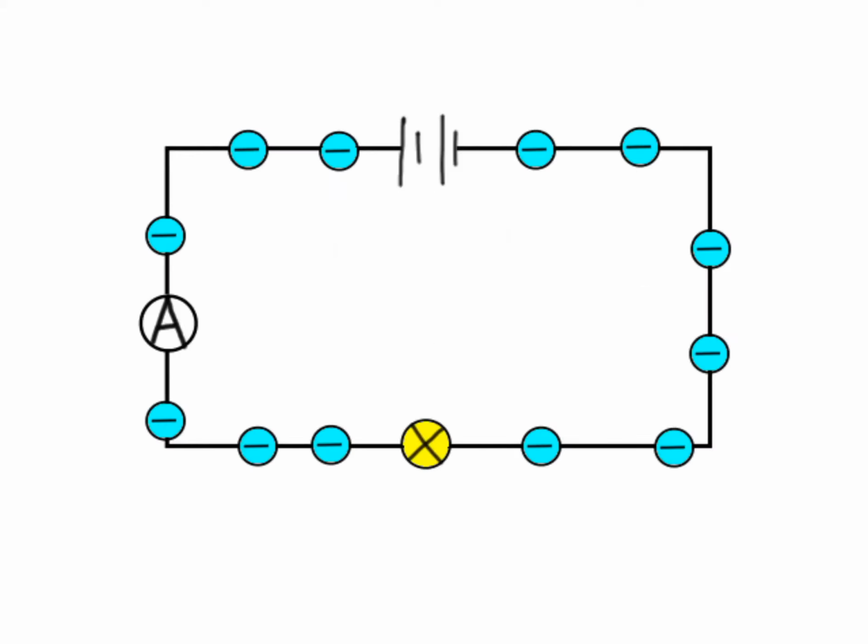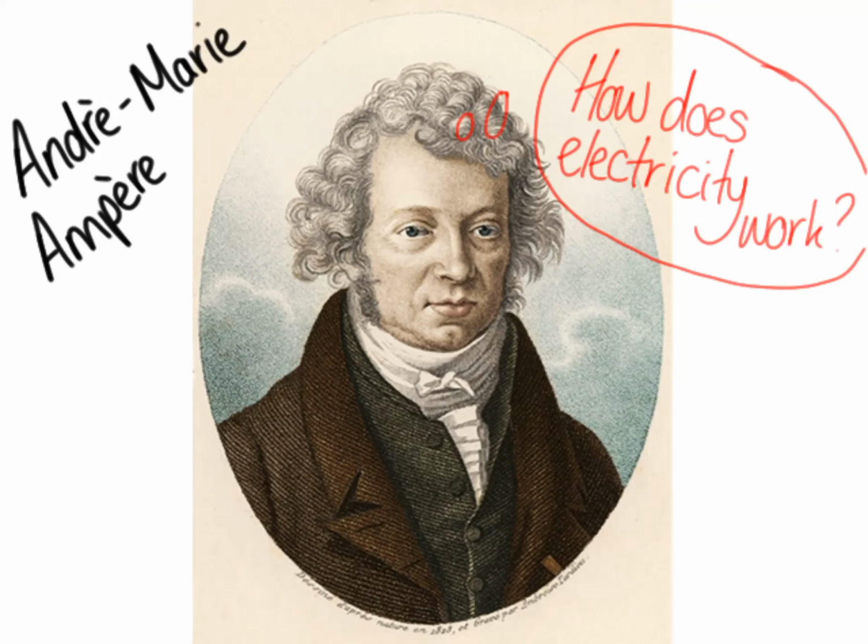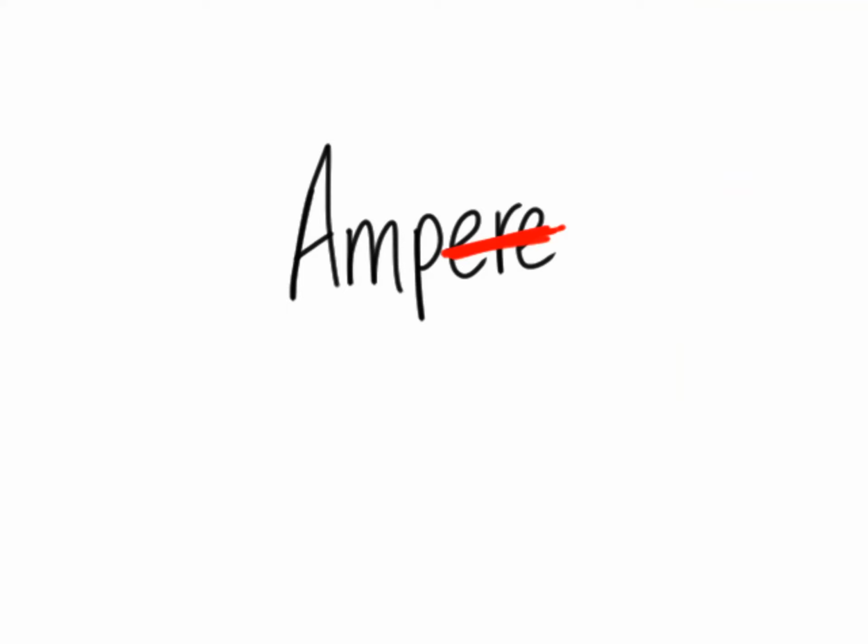We measure the amount of current in a unit called the ampere. The ampere is named after the French scientist André-Marie Ampere. He was the first scientist to define current and was very intrigued by electricity. We shorten the ampere to the amp.